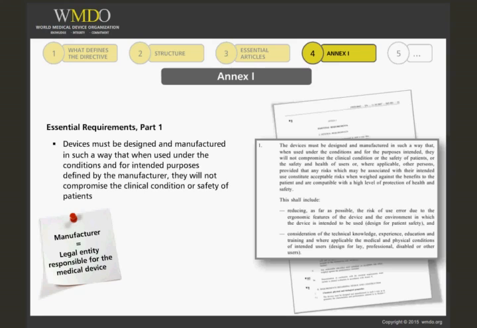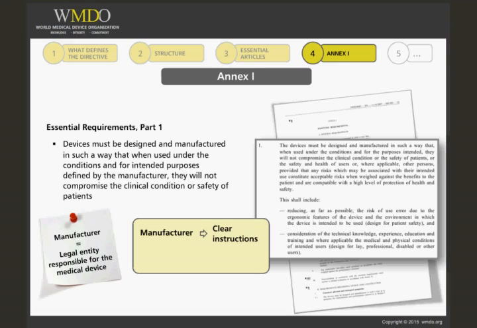Now, what this essential requirement means for clinical people is mainly that we need to have the necessary procedures in place to ensure that the manufacturer provides clear instructions for use, and that the investigator must abide by these so that the device is applied to the patient without compromising the clinical condition or the safety of the patient.